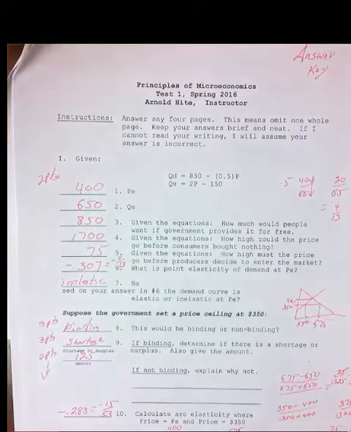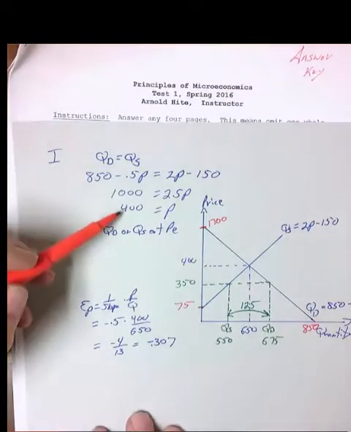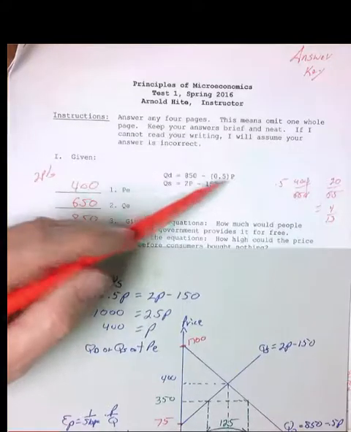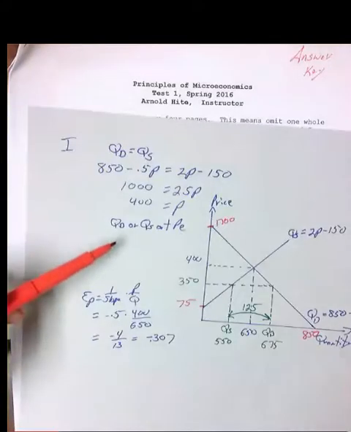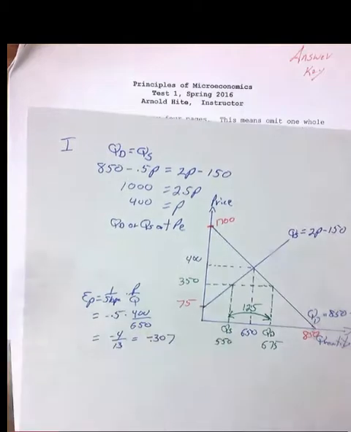So to find the equilibrium price and quantity, you just set the quantity demanded equal to quantity supplied, like we've done many times. You get the equilibrium price as 400. Then from the equilibrium price, you can plug it in either to the demand equation or the supply equation, and you can solve for the equilibrium quantity, which works out to be 650.